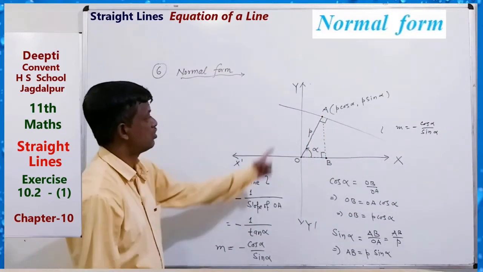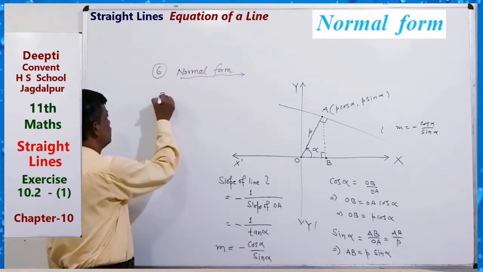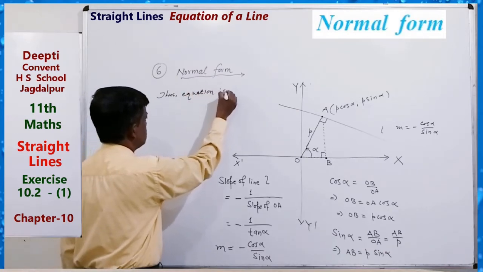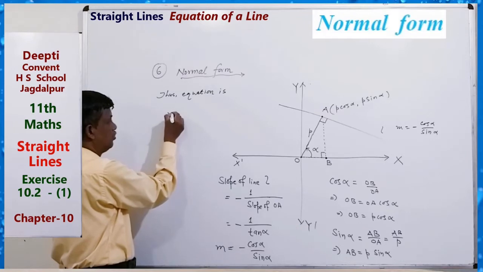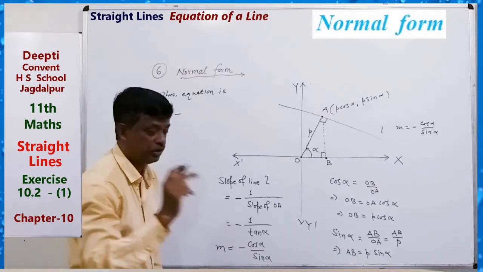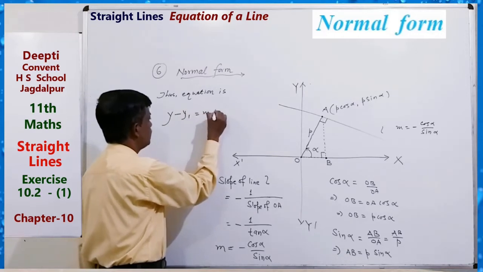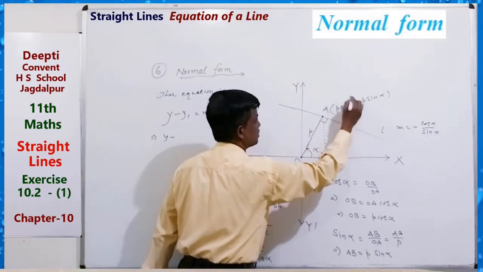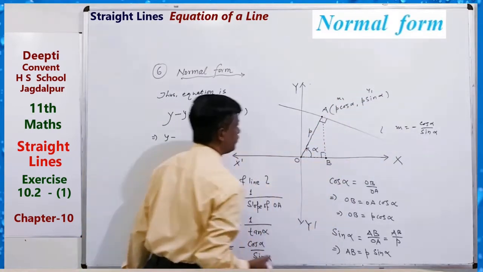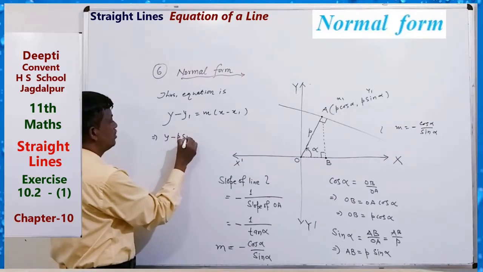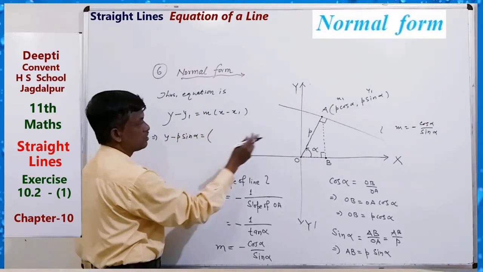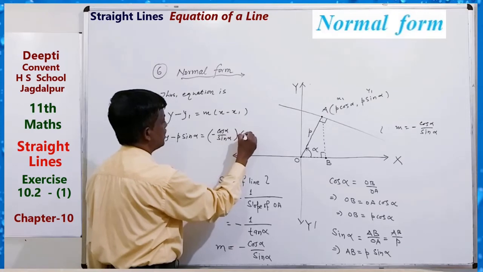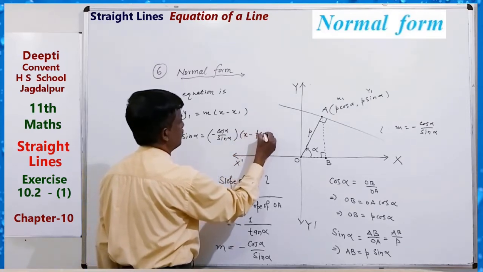So we can write the point slope form. Thus, the equation is what? Point slope form: y minus y1 equals m times x minus x1. That is, this is x1, this is y1, this is m. So y minus p sine alpha equals the slope, minus cos alpha upon sine alpha, times x minus x1, which means p cos alpha.